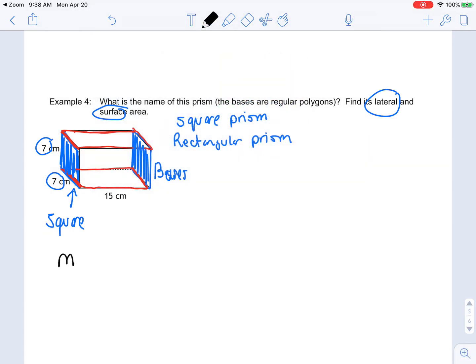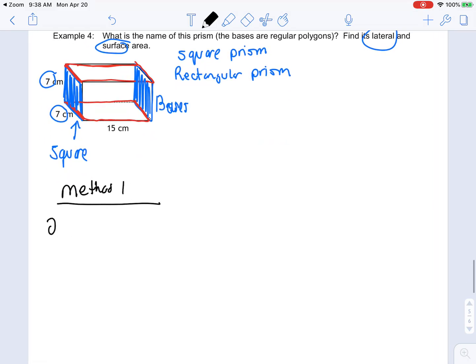Okay, so if we look at method 1, which is just breaking it up into pieces, we would notice that there are two squares, and the squares are going to be 7 by 7, so there are two surfaces that are 49. There are also going to be 4 rectangles. These are going to be our lateral surfaces. And because the bases are squares, which have the same sides, each one of these rectangles is going to be the same.